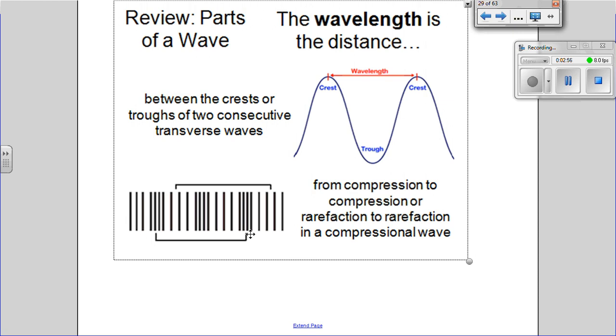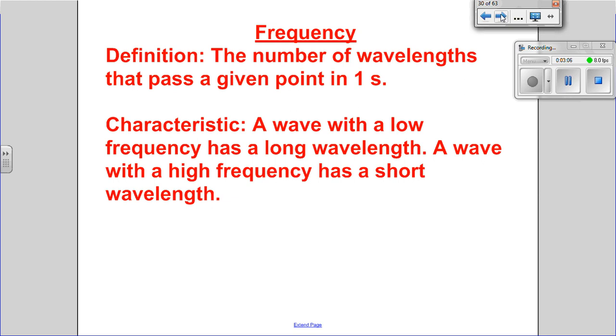Now you're probably thinking, well, we've already talked about wavelength. How does this relate to where we're going with this? Well, let's look at our next characteristic and we're going to see how these two things are related. Frequency. Frequency is the number of wavelengths that pass a given point in 1 second. So by looking at the wavelength of a wave, we can determine the frequency of that particular wave. A wave with a low frequency is going to have a long wavelength. A wave with a high frequency will have a short wavelength. Frequency and wavelength have what we call an inverse relationship. Whatever one does, the other one is going to do the opposite.